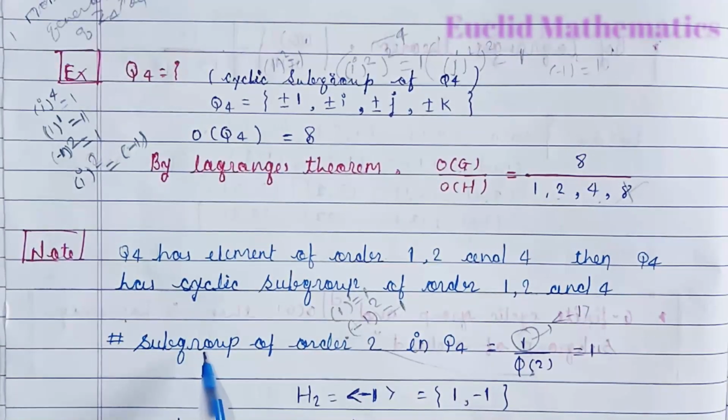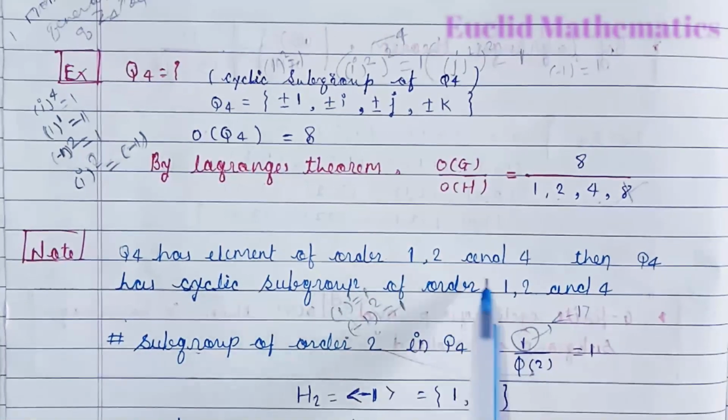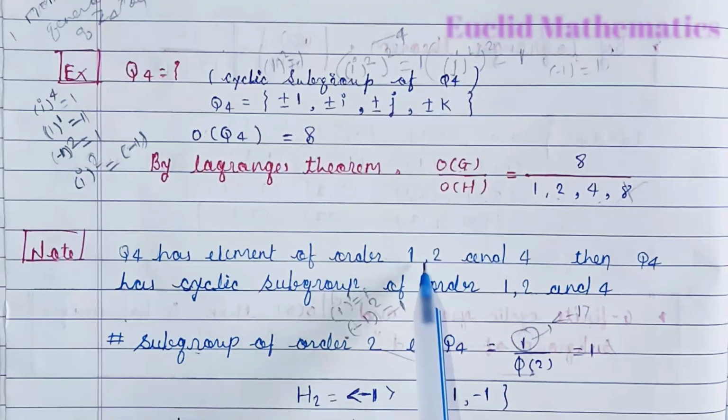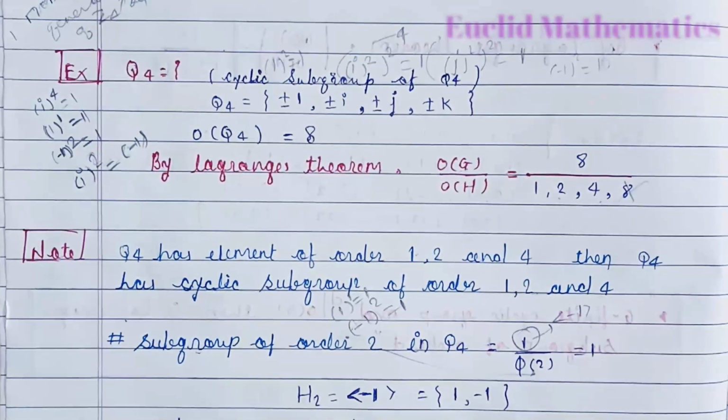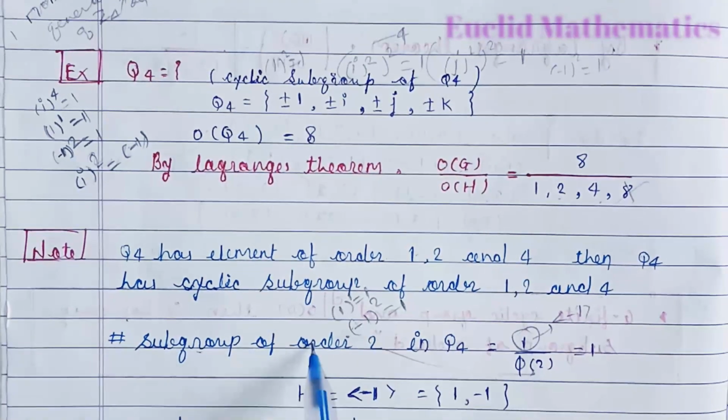Okay, now subgroups of each and every order. We have to work for orders 1, 2, and 4. We know that the identity and the group G are always subgroups of a group G. It is easier, a standard result, but we have to go through the process. So here, subgroups of order 2 in Q4.